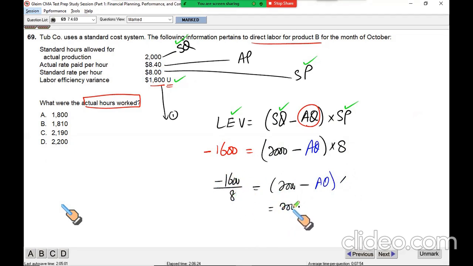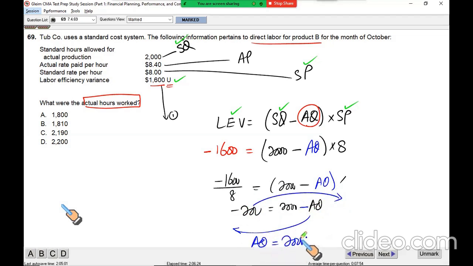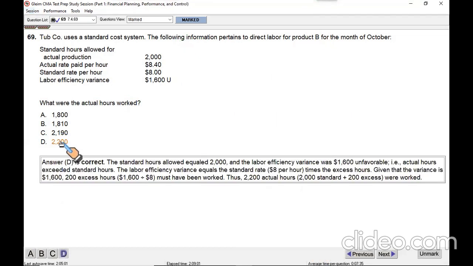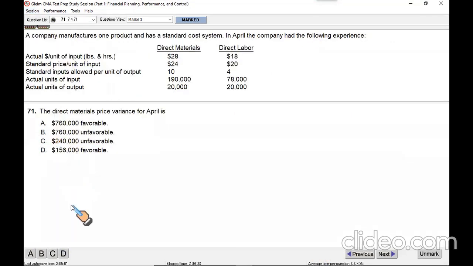So it's going to be 2,000 minus AQ. Negative 1600 upon 8 will give you negative 200. Remember, it's negative 200. Since we have to find AQ, you will take AQ on the other side. It will become plus, and 200 on this side. So AQ is equal to 2,000 plus 200, that means 2,200. And that makes D the correct option. It was a good question involving various elements of your labor variances.